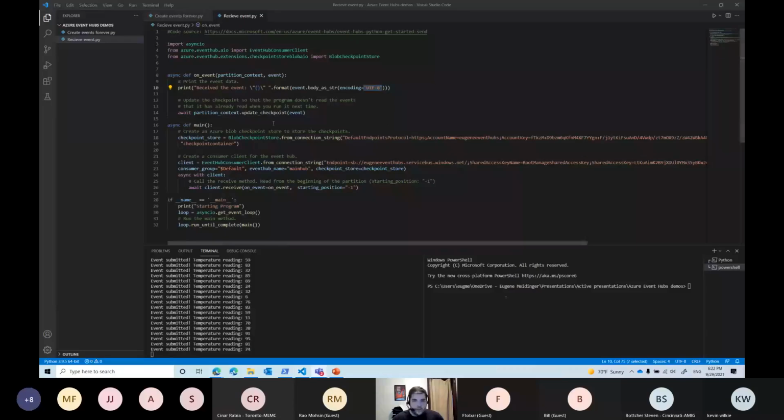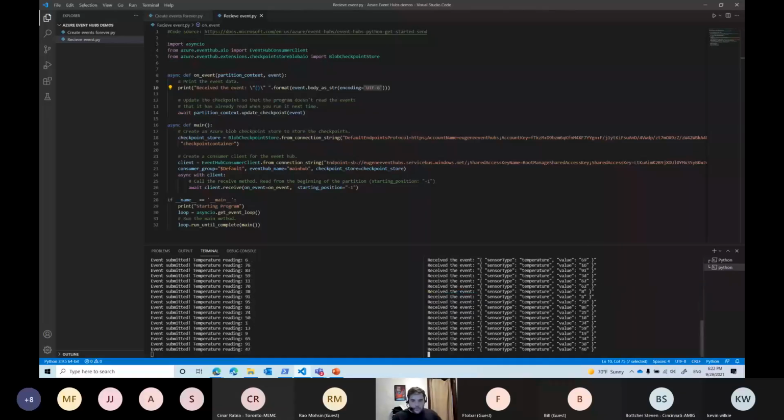So let's see, Python receive event. So it takes a second and then starts from the beginning. And now you can see it's pretty much in sync. As soon as we create an event, we're reading an event, right? And so that's kind of the simple portion of how it works.